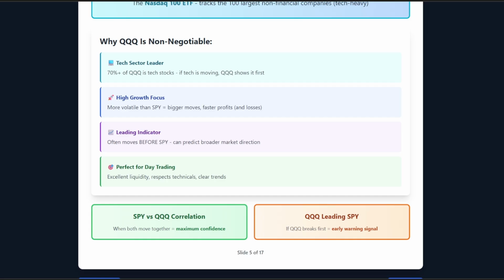Now let's say you want to take a trade on a tech stock. If they're both correlating, wait for that entry and attack. QQQ is perfect for day trading: excellent liquidity, it respects its technicals, and has its clear trend days. It also has its choppy days, but really excellent liquidity. You could always get filled in a matter of a second.